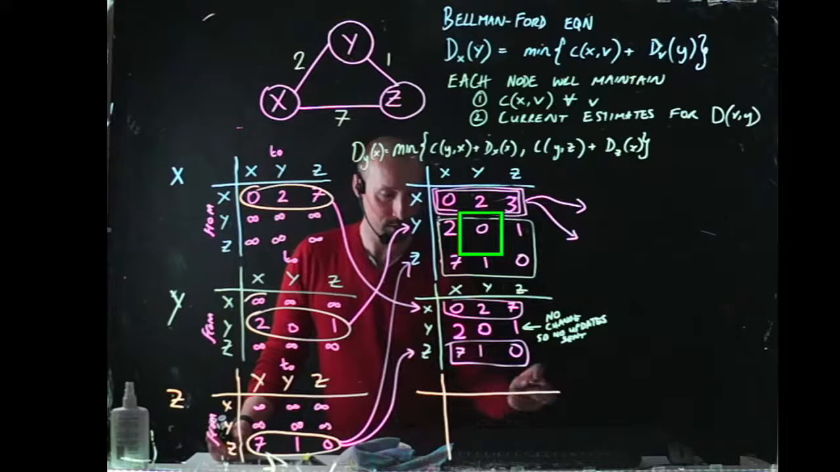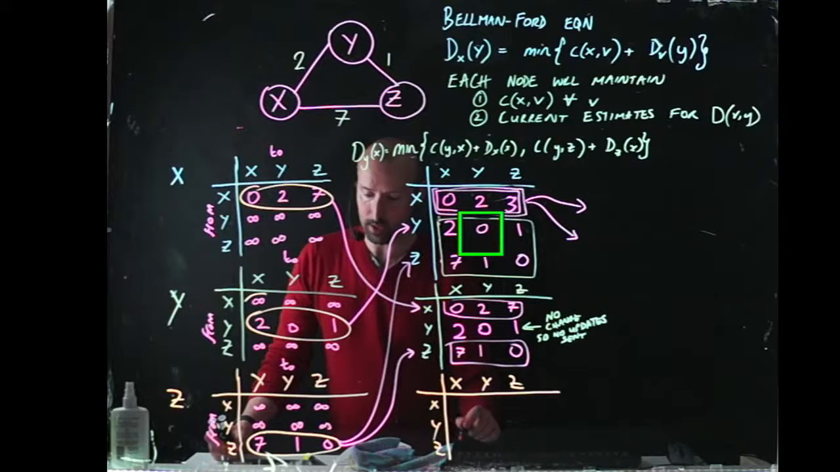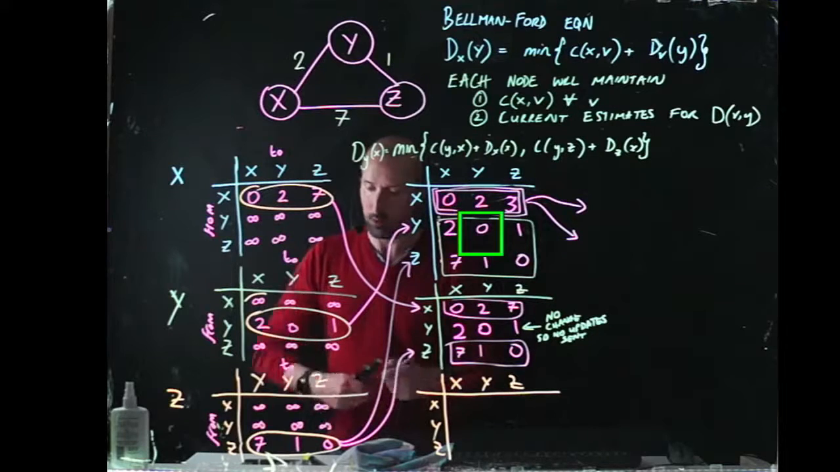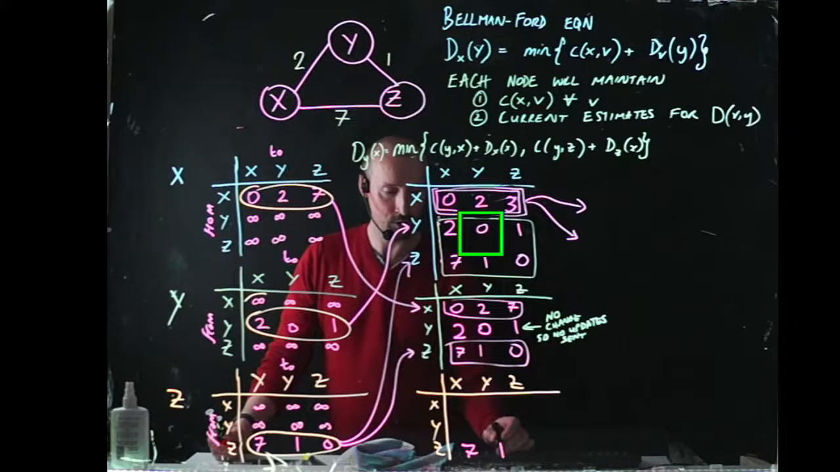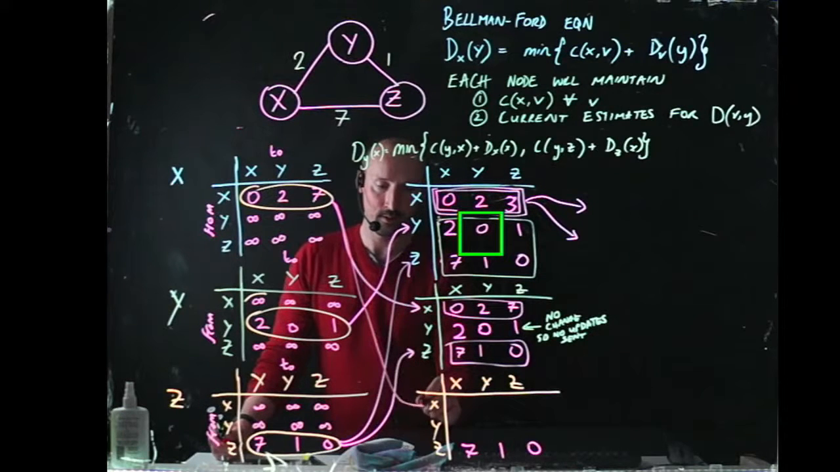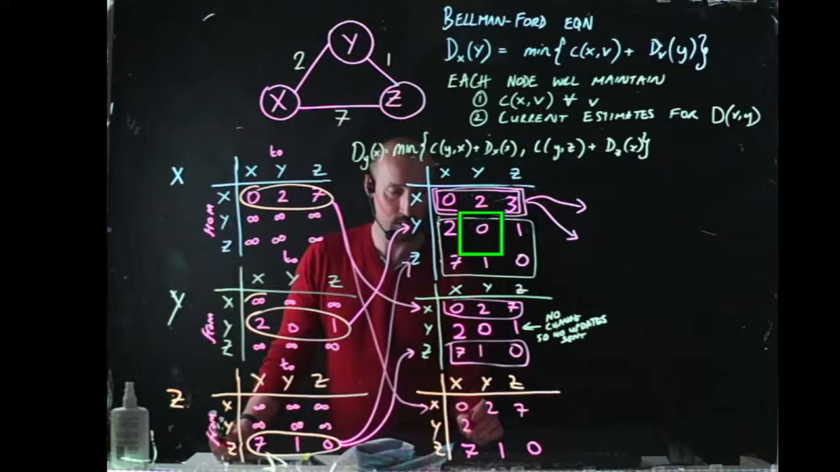So X, Y, Z, X, and we already have 7, 1, 0. So we're about to receive this information here from X, which is 0, 2, 7, and we've received this information from Y, 2, 0, 1. So this is brand new information we just got.